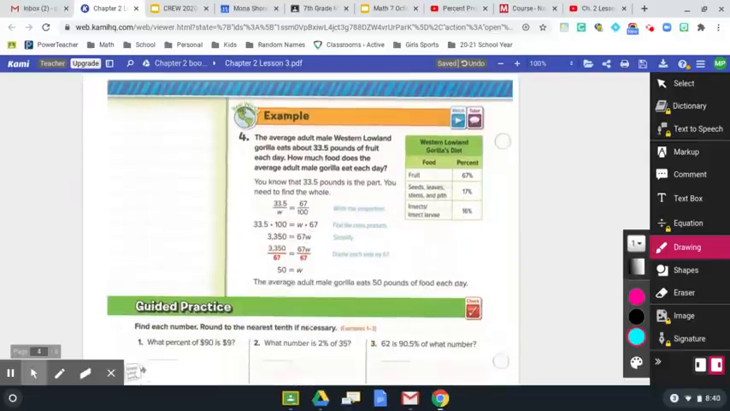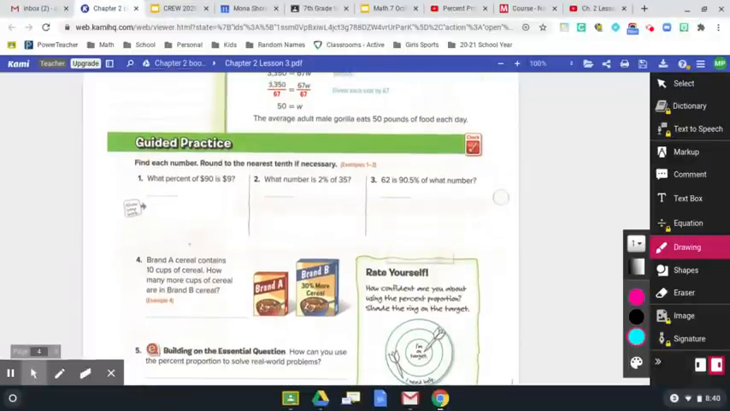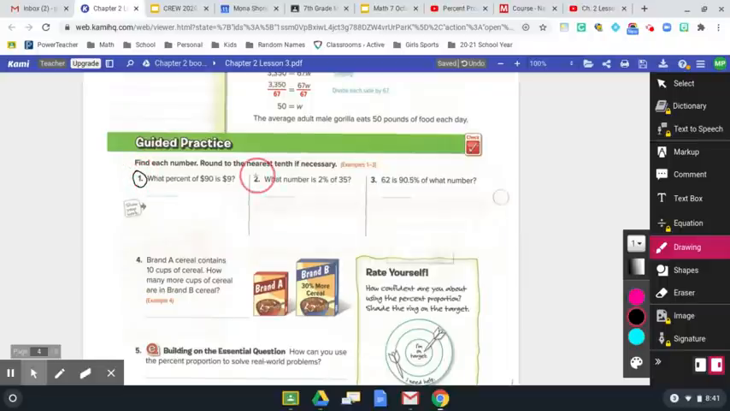So I'm going to have you go to guided practice on the next page, page 124. I want you to try number 1, number 2, and number 3. You're going to try these 3 right here. And it says, find each number, round to the nearest tenth if necessary.